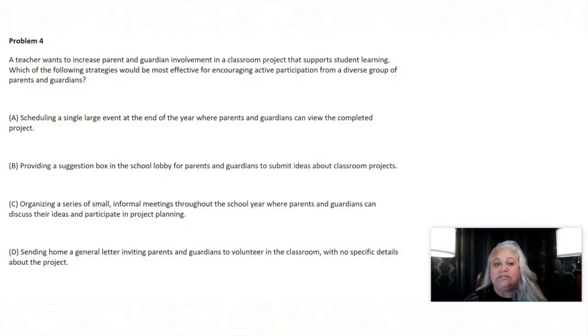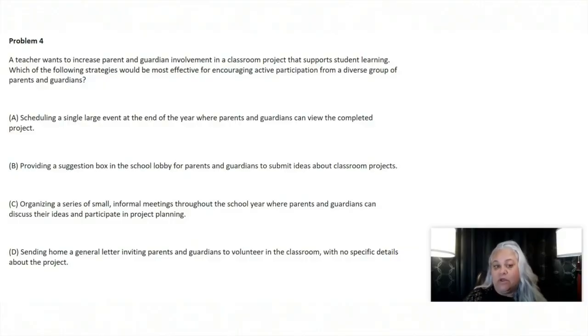A, scheduling one single large event at the end of the year is not necessarily getting help from the parents throughout the year and allowing you to build those relationships. So A is not the best choice. B, providing a suggestion box in the school lobby, while that may be a good strategy at the beginning of the year just to get ideas about the classroom project, this is also not the best answer. We're looking for an increase with parent and guardian involvement in the classroom. So just getting their feedback in the school lobby is not going to be actual participation in the classroom. Therefore, B is not the best answer.